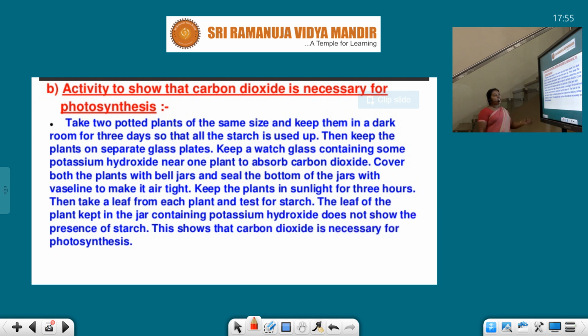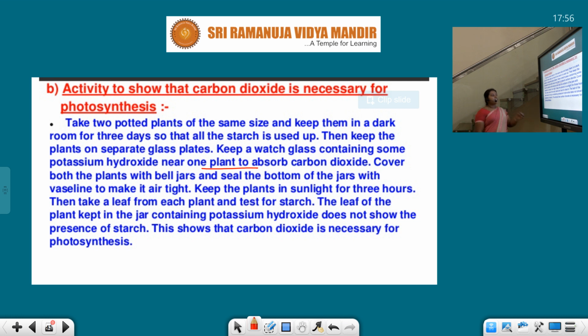Keep a watch glass containing some potassium hydroxide near one of the plants to absorb the carbon dioxide. Cover both the plants with a bell jar and seal the bottom of the jar with Vaseline to make it airtight. Why do we make it airtight? We should stop the entry of external air. Next, keep the plants in the sunlight for 3 hours. Then take a leaf from each plant and test it for starch.